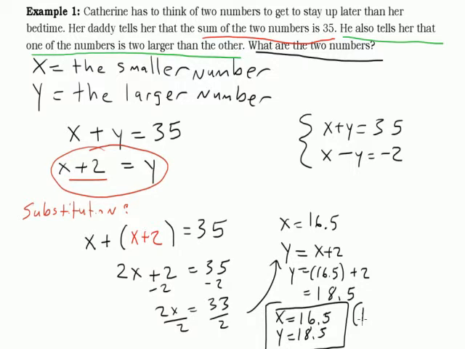Sometimes we'll write that as an ordered pair, which in this case would be (16.5, 18.5). And with that, Catherine could stay up past her bedtime.